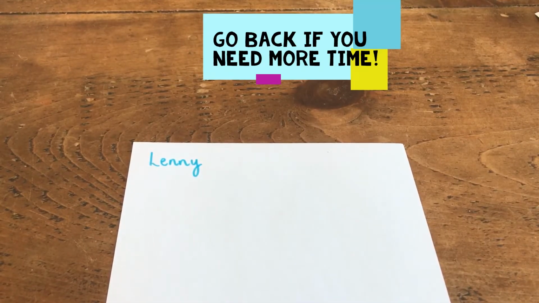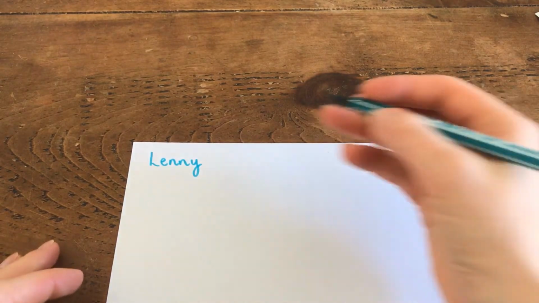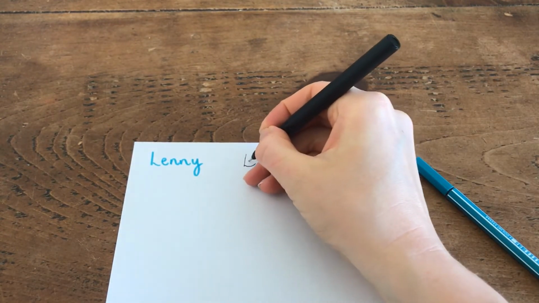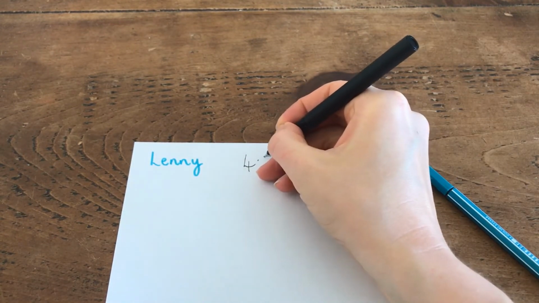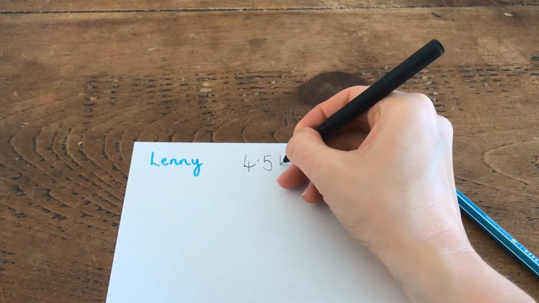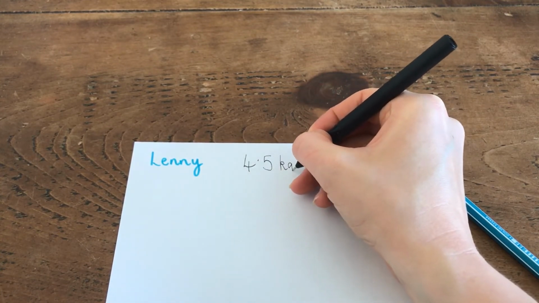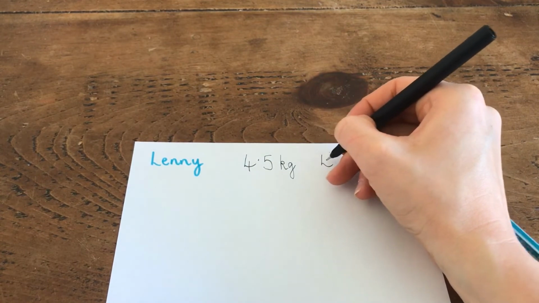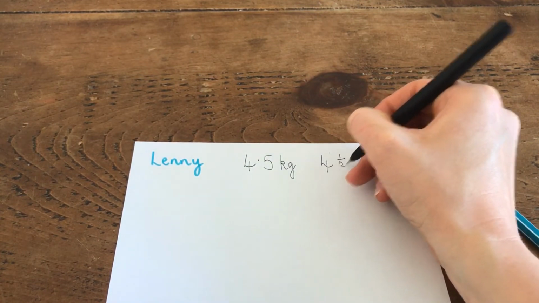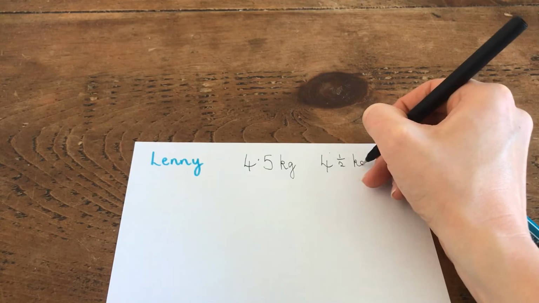Okay, so what did you get for the weight of Lenny's toy car? Now there's 2 ways to write this. You could either write 4.5 kilograms, which could be written as 4.5. Remember that we know that 0.5 is a half. Okay, 4.5 kilograms. Now you might have written 4.5 kilograms. That's okay, that's right as well.